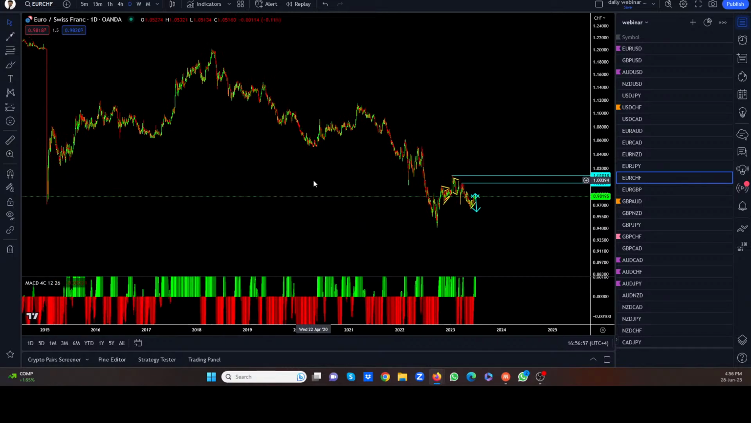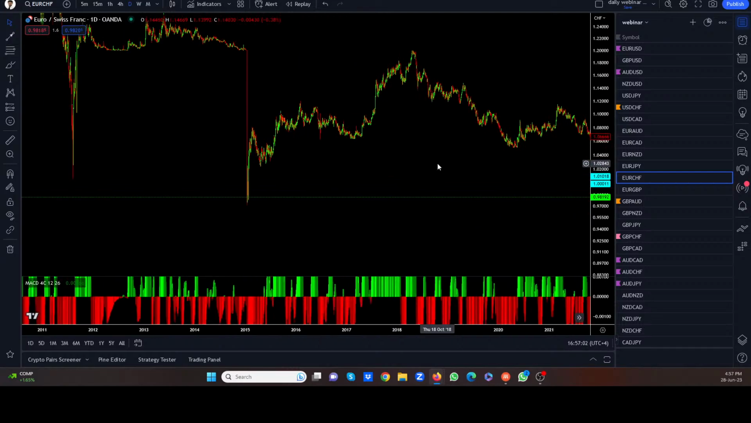So I'm going to take this chart, and in a few minutes I'll show you that there's nothing random in it. So let's go. We're going to start with the very first move up.